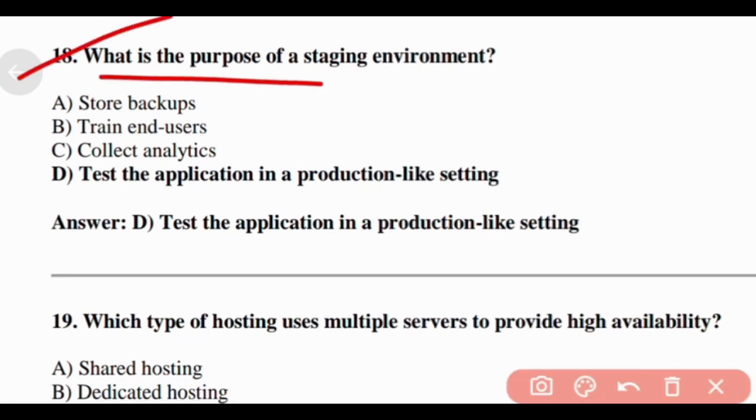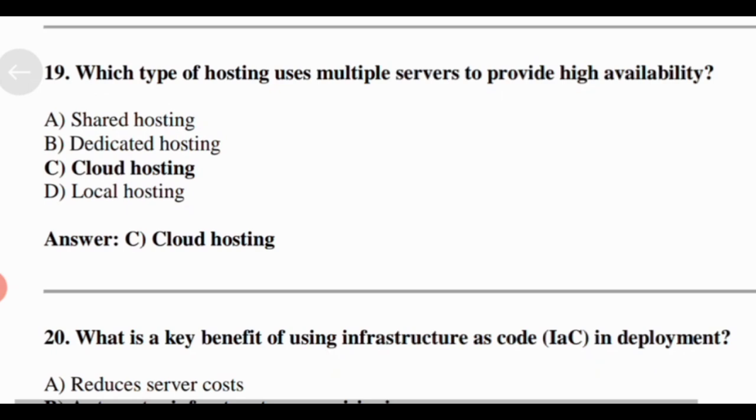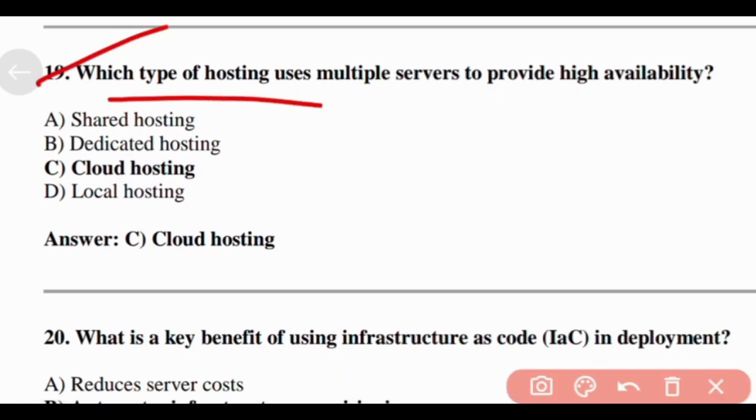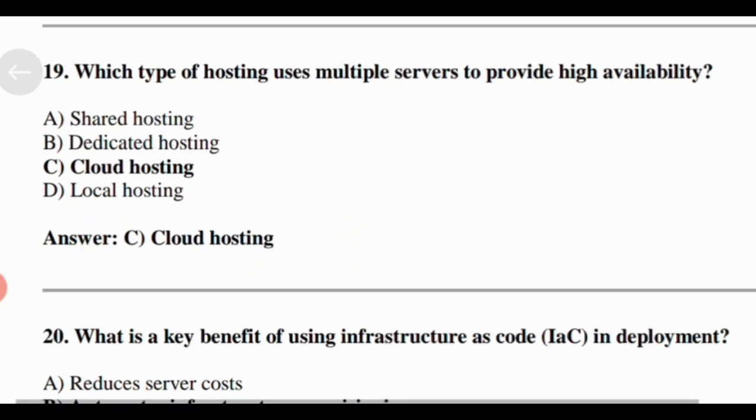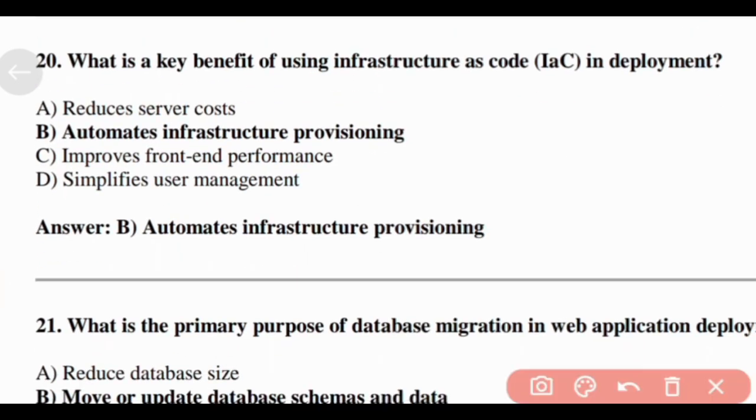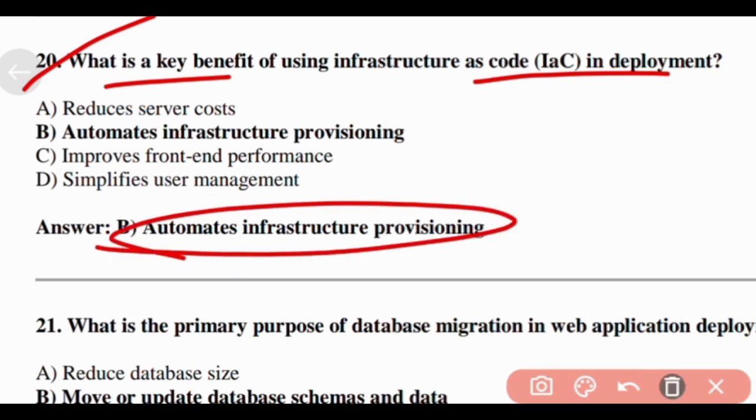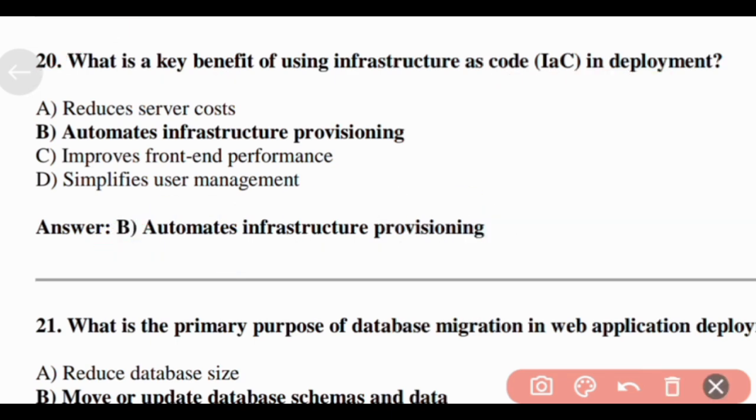What is the purpose of a staging environment? Test the application in a production-like setting. Which type of hosting uses multiple servers to provide high availability? Cloud hosting. What is the key benefit of using infrastructure as code in deployment? Automates infrastructure provisioning.